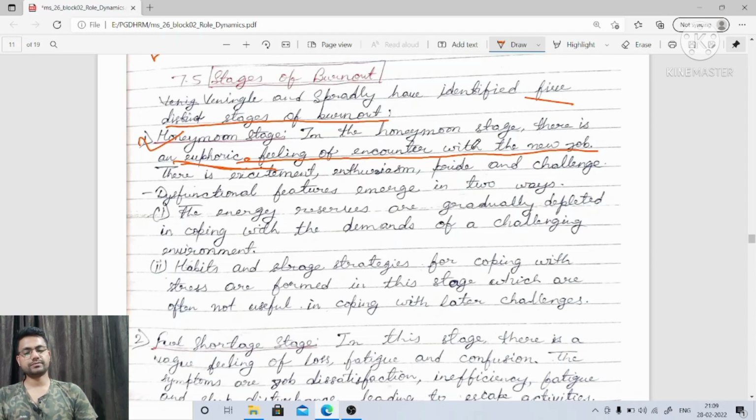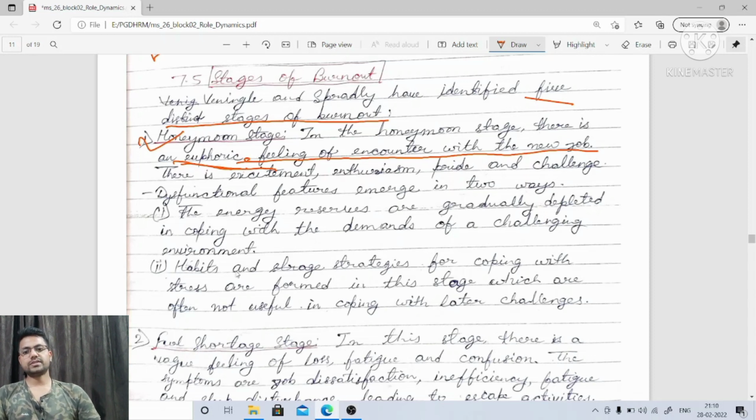And dysfunctional features may emerge in 2 ways. The first stage is quite exciting for the individual. The first reason which may cause dysfunctional features is that energy reserves are gradually depleted in coping with the demands of a challenging environment. If the environment is challenging, then the energy reserves are gradually depleted, and that depleted energy may cause dysfunctional features.